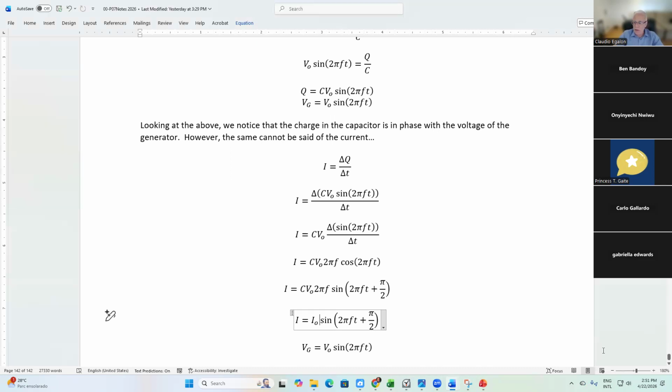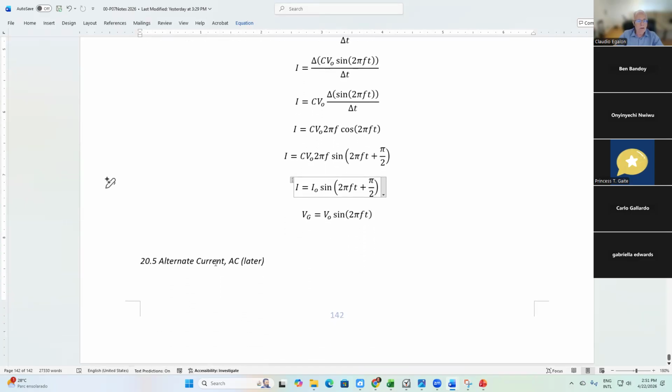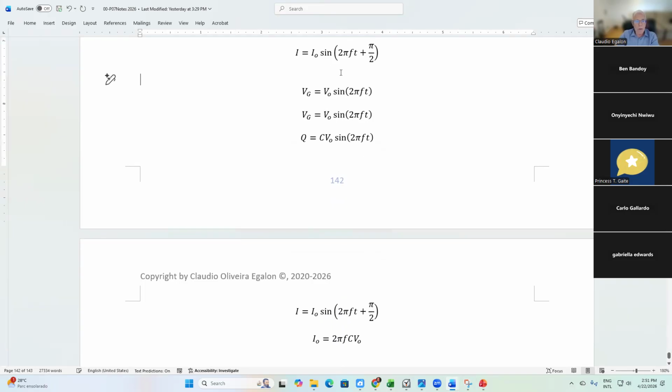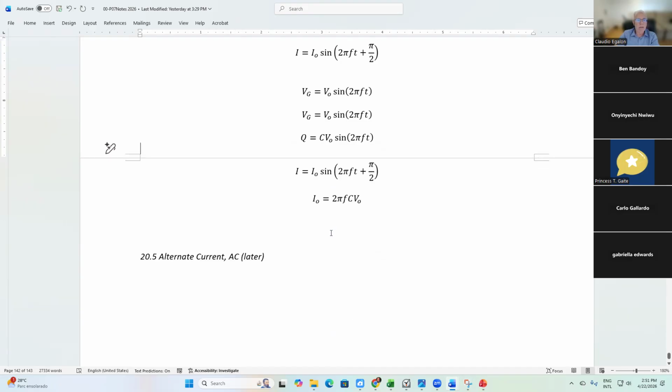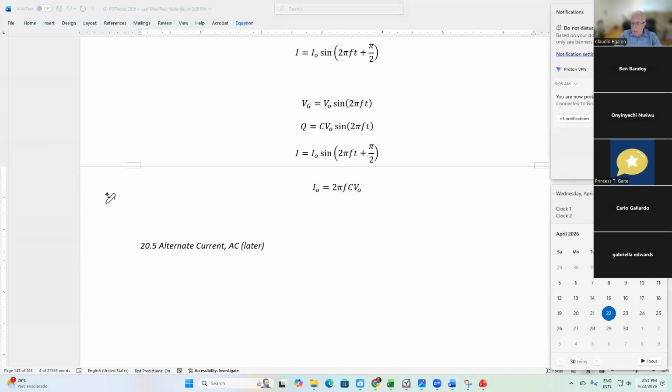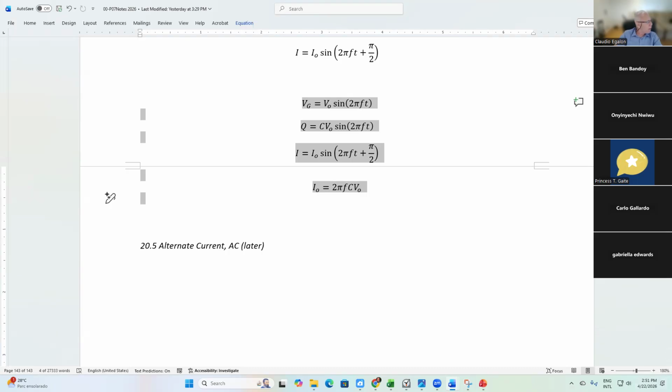The charge is in phase with the voltage, but not the current, in a circuit that has a capacitor combined with a generator. The charge is in phase, but not the current. Let's see what time it is. 10:51. Let's go another 4 minutes before we go for our break.